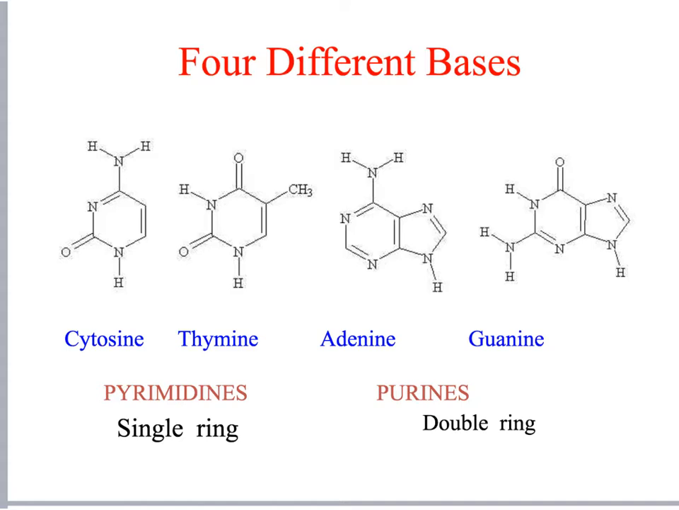All right, so our 4 different bases here: cytosine and thymine are the smaller ones. How do we know that? Because they are single ring structures. They're called pyrimidines. And adenine and guanine are the larger ones. They are called purines. And we can recognize a purine by looking at the double structure there.